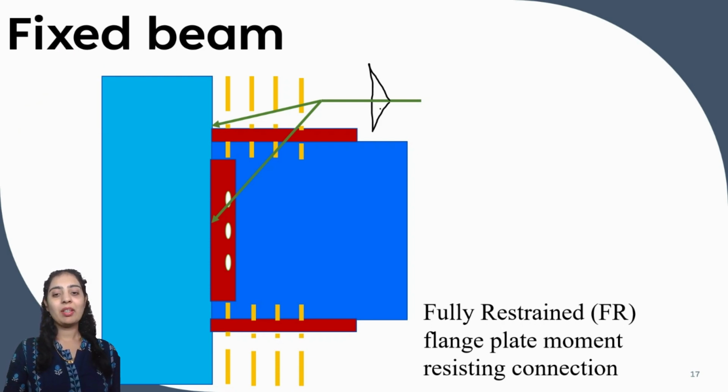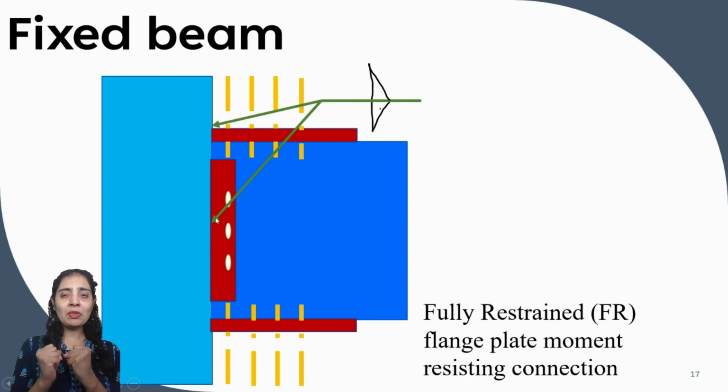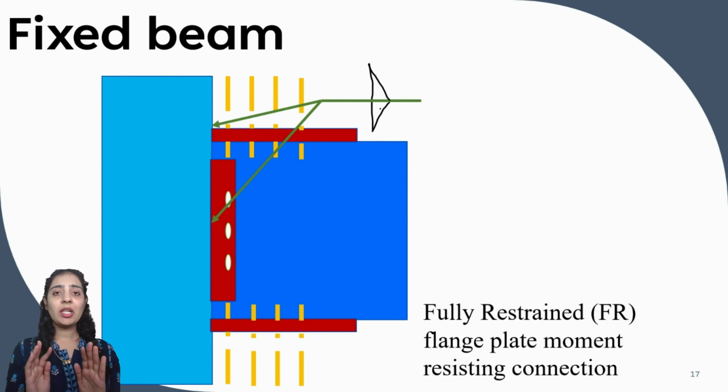It is a fully restrained support. So here it is restrained from all sides. Here also it is bolted. From this top side there is no margin. It is also bolted. From here also it is bolted from the downside. And there is a fillet weld on this side. So it is completely restrained. It does not allow the connection to rotate. So it is a fixed or fully restrained connection.